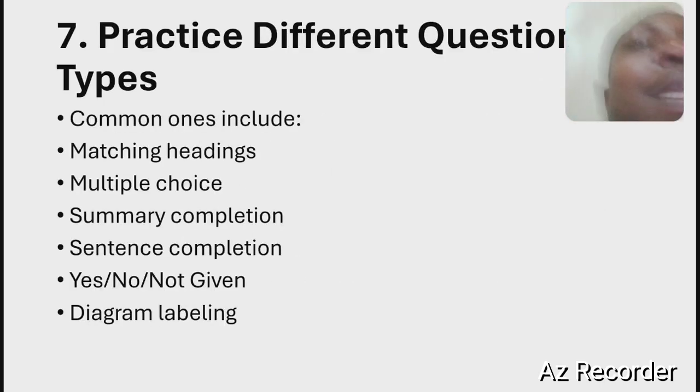Then you also practice different question types, and we are going to look at all these in our subsequent lessons. So we have matching headings, multiple choice, summary completion, sentence completion, yes, no, not given, or true, false, not given. Then we also have diagram labeling. These are all types of questions you are likely to meet in the IELTS reading exam.